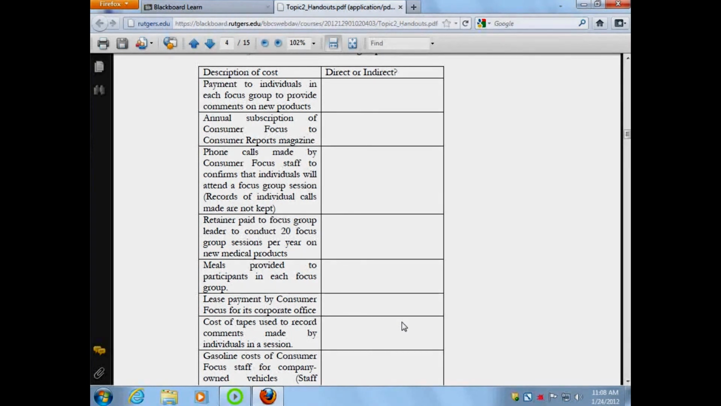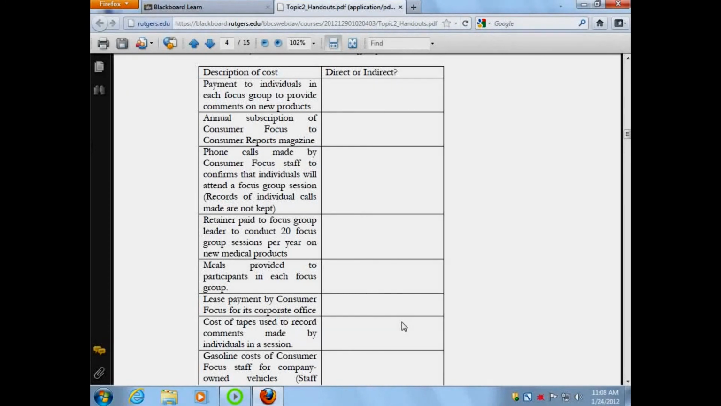Now tell me, does this sound like indirect or does it sound like direct? It is an indirect cost. Now, what if records of individual calls made were kept? It may be direct. In that case we don't have enough information to classify, but given this context, given the description, it sounds more like an indirect cost.